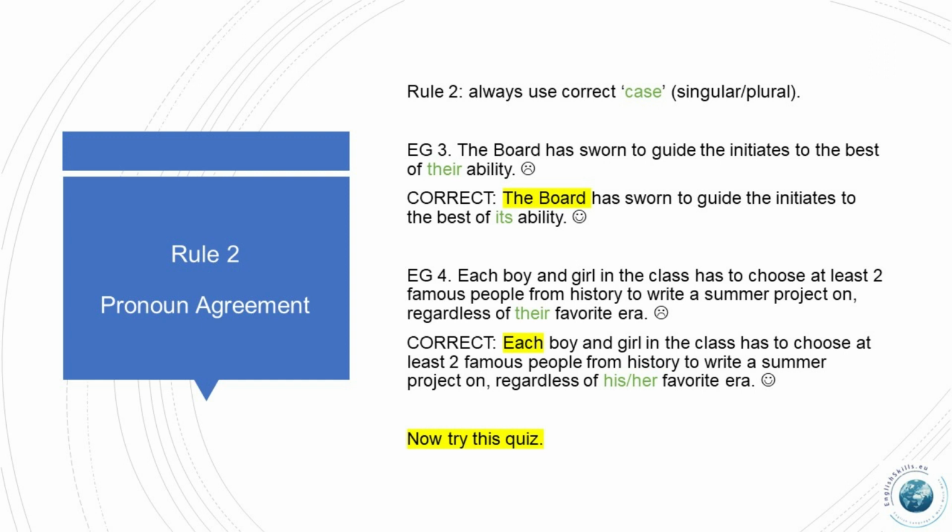All right, so this was quite a short one. Go ahead and look back at the examples, think about the rules, and then go and apply them in the quiz in the supplementary material.